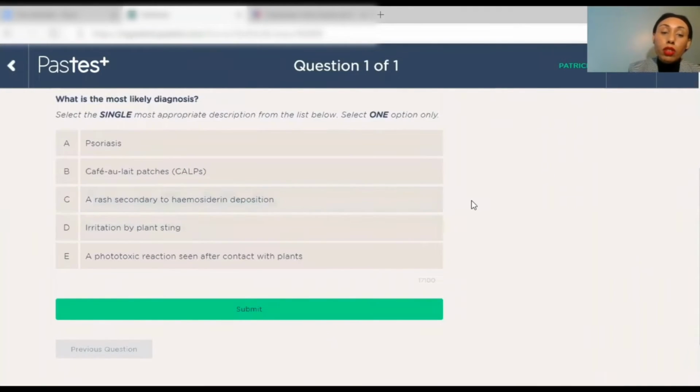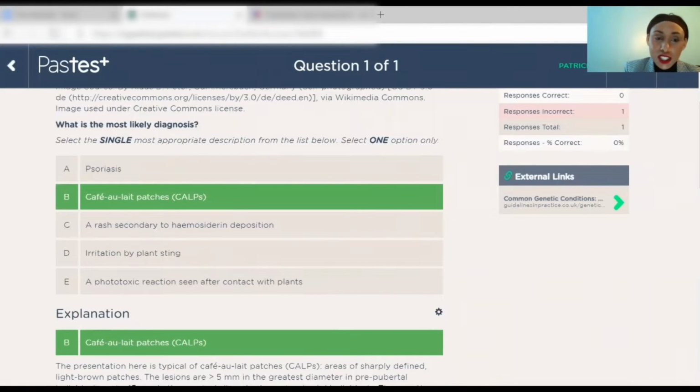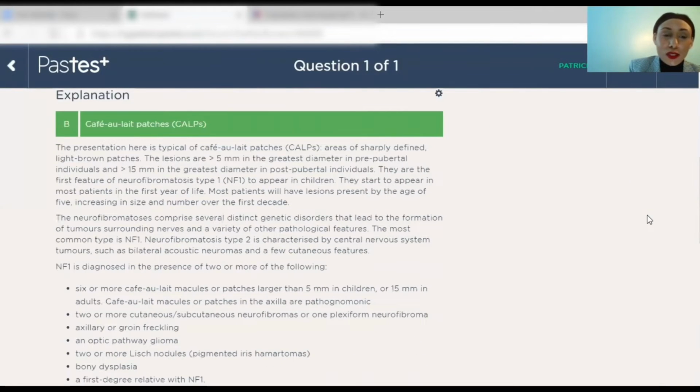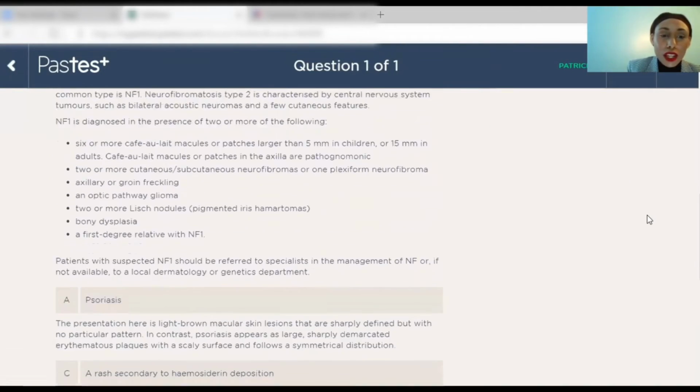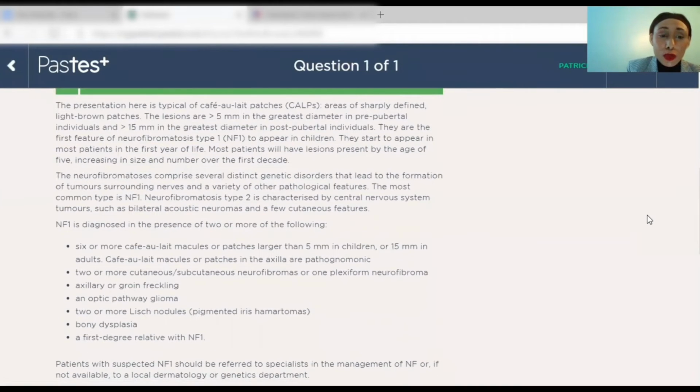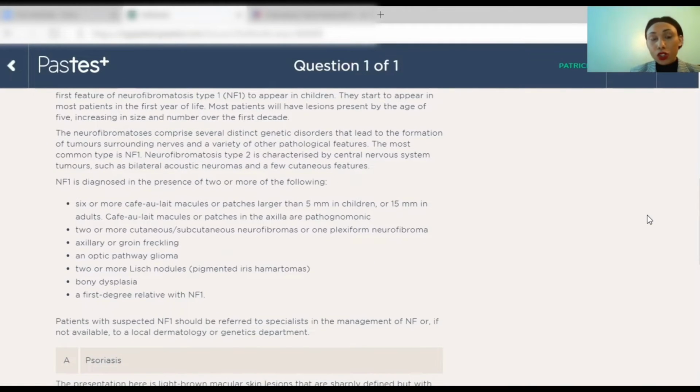Hemosiderin deposition is usually on the legs, usually linked to chronic venous disease. And for the last two, this might look more like an urticarial rash, and then a phototoxic reaction may be seen as blisters. It's a cafe au lait patch, and the explanation is given to us here. So there's a very long explanation, which is really good, and this is pretty much all you need, I think. I will link to a really useful dermatology website in the description box below the video.